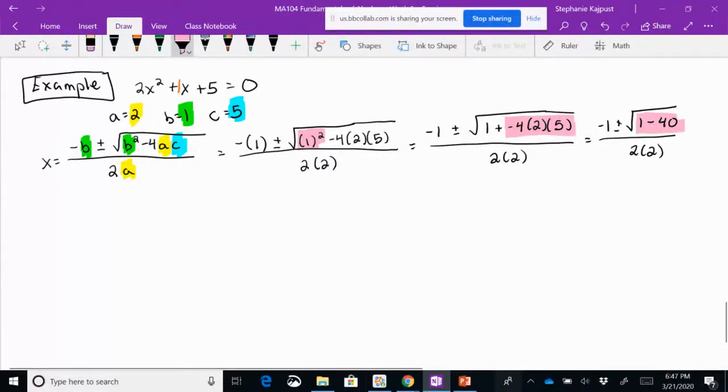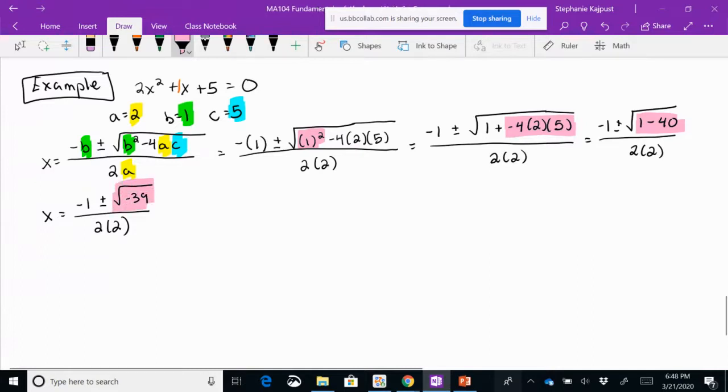So now we're going to do 1 minus 40. So I have x equals negative 1 plus or minus, and 1 minus 40 is negative 39. So I have negative 39 inside my square root, and then I have 2 times 2. So now we're going to take the square root of 39.